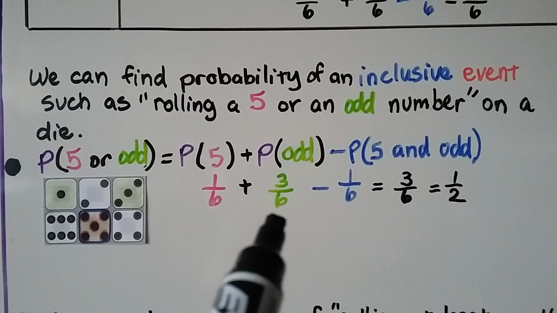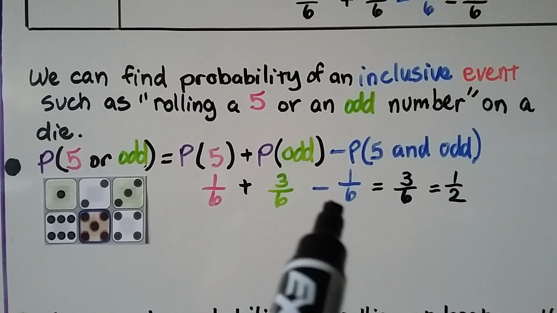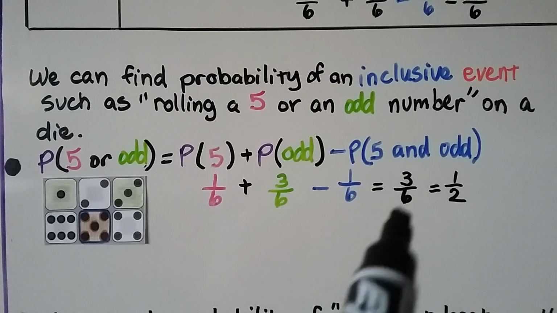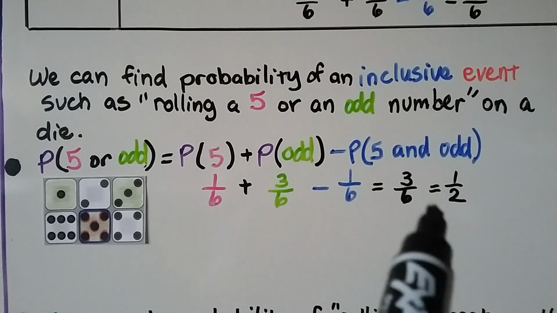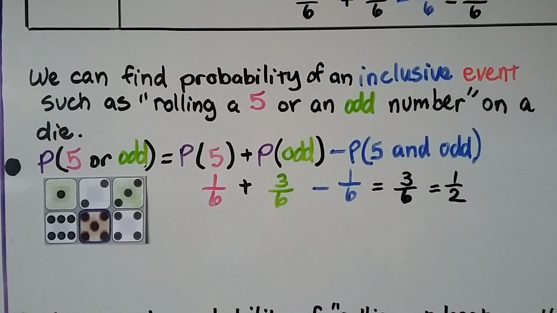So 1/6 plus 3/6 is 4/6. We subtract that 1/6 again. I'm going to have 3/6. You can also look at it as canceling this 1/6 and this one as inverses, can't we? We end up with 1/2 when we reduce it.